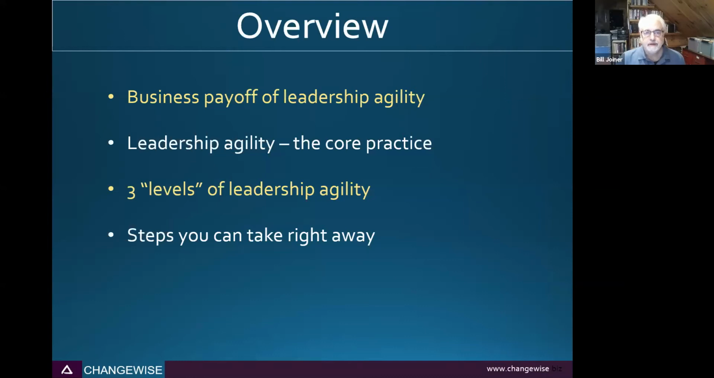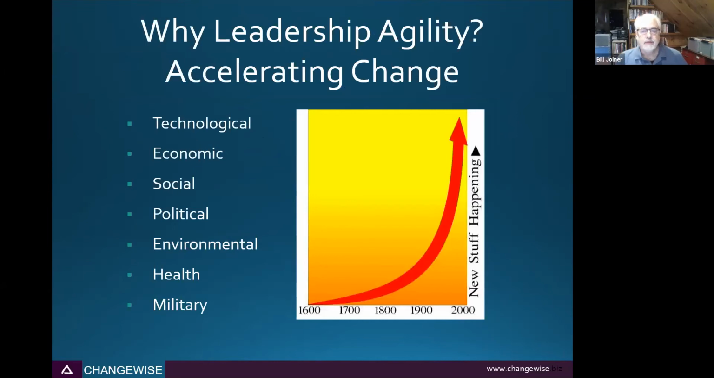I'm going to talk a little bit about the business payoff for leadership agility, and what I consider the core practice of leadership agility. To me, agile leadership requires more than adopting a mindset. As important as that is, it also has a core practice that you can apply in a variety of different ways, including the 3 levels of agility that I will walk you through. And then things that you could do to learn to use this framework. So back to the VUCA environment, I believe that there are 2 deep global trends that are underlying this environment.